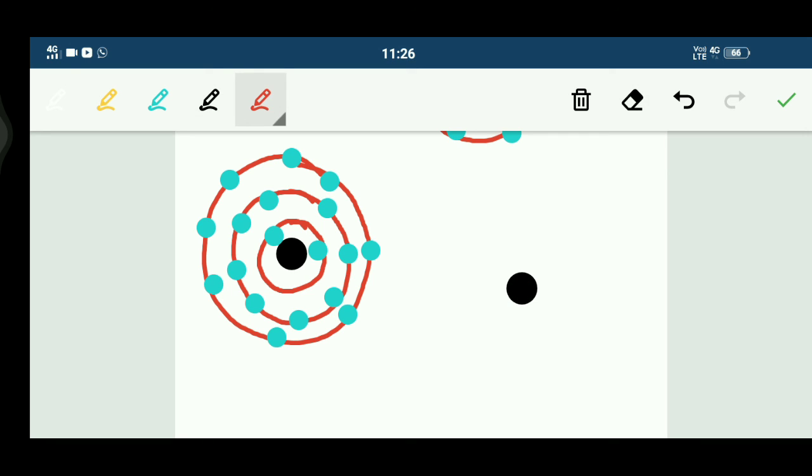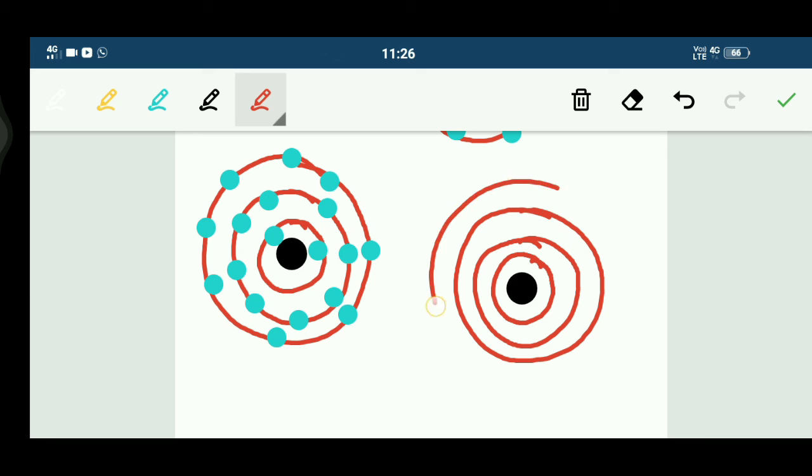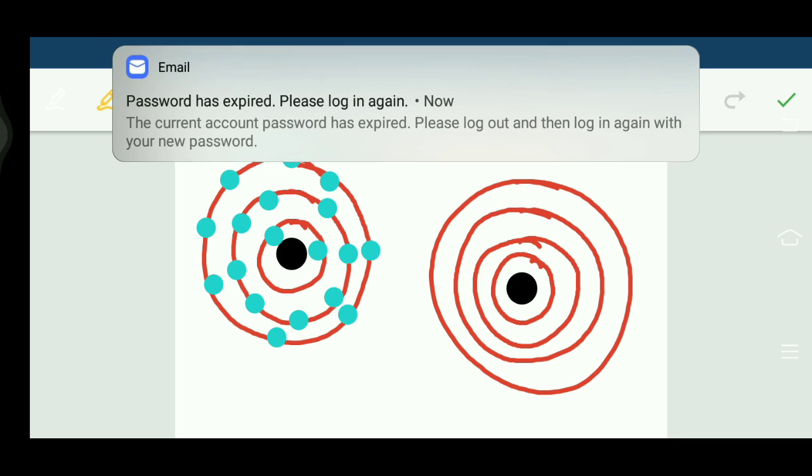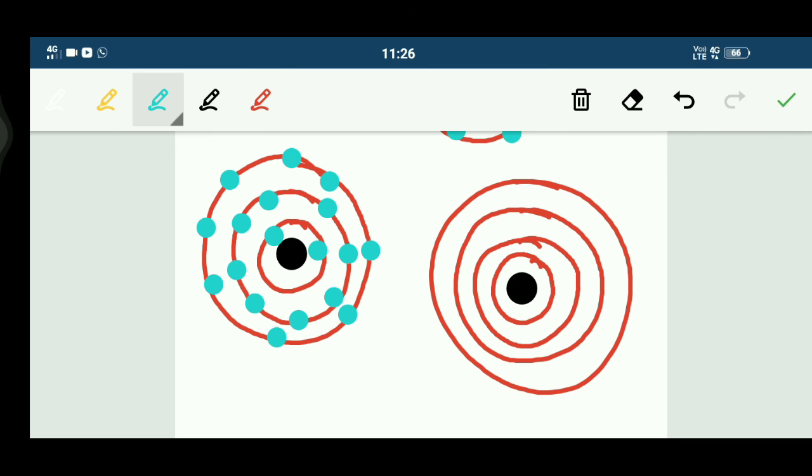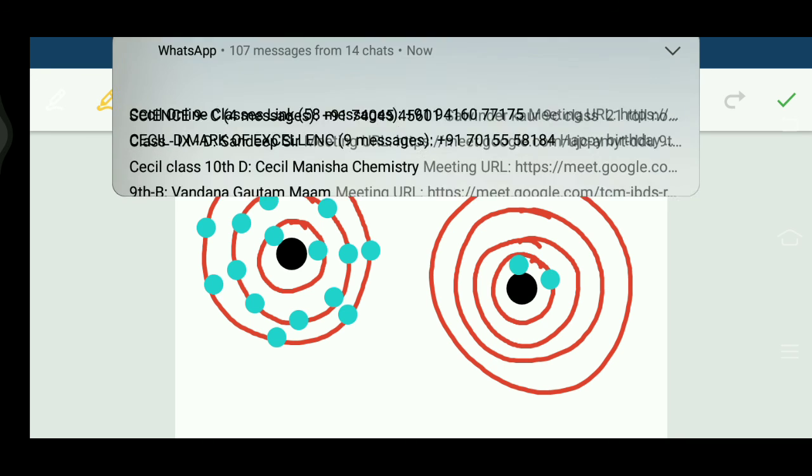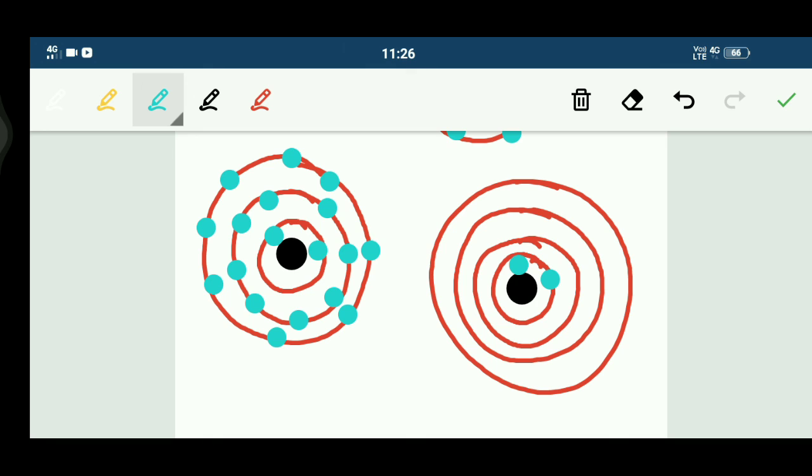Fine, children. Now the last case is potassium and calcium. We need to draw 4 shells here: 1 shell, 2 shell, 3 shell and 4 shell. What is the atomic number of potassium? It's 19. So just draw and fill the electrons. In the innermost shell we have 2, then 8 electrons in the L shell, then in the M shell 8 again, and in the last shell we have 1.